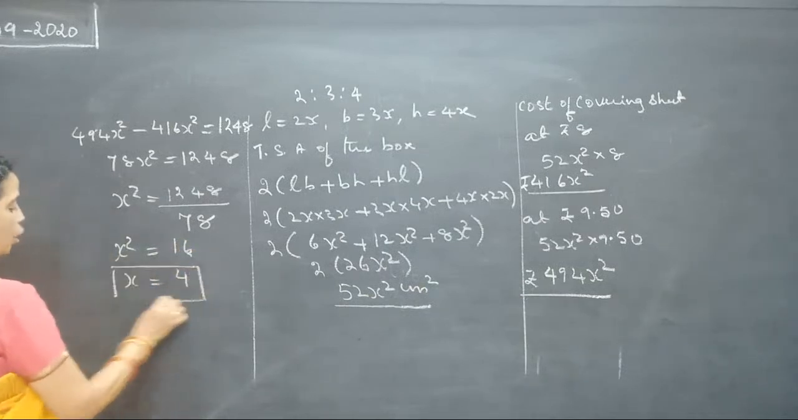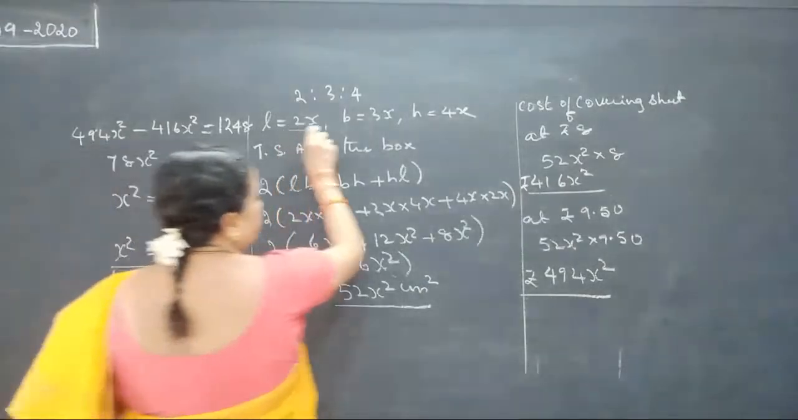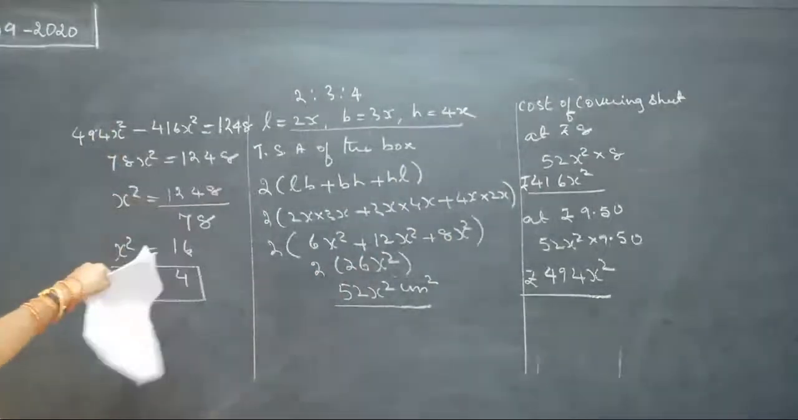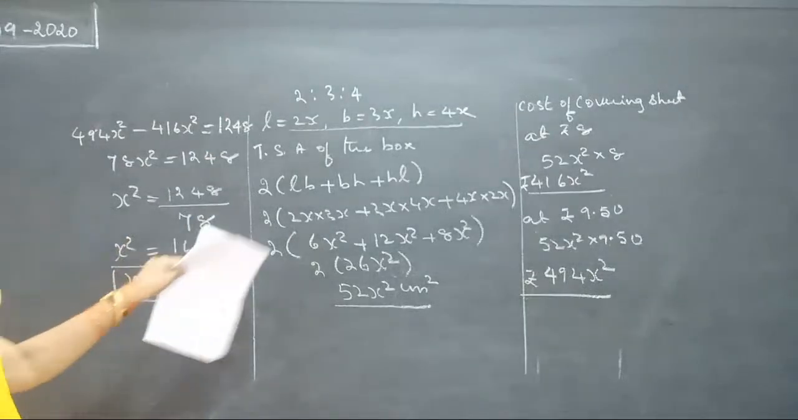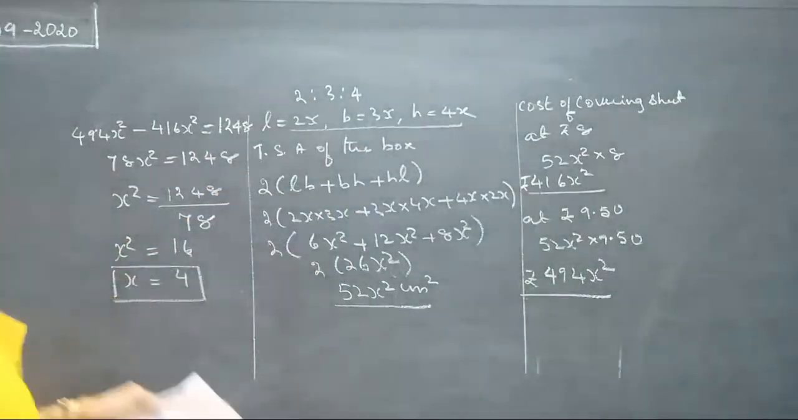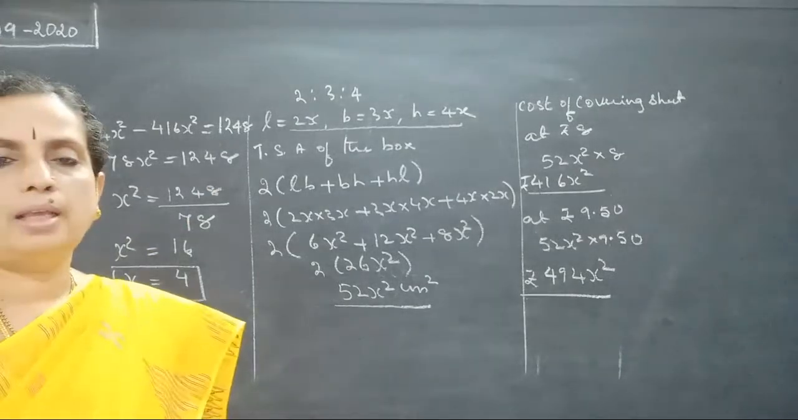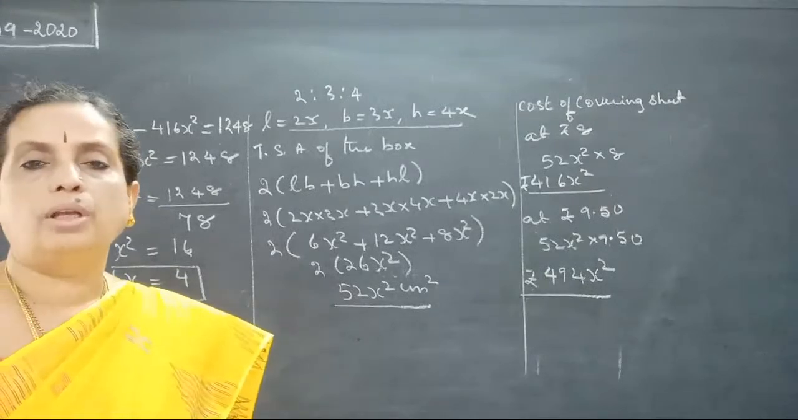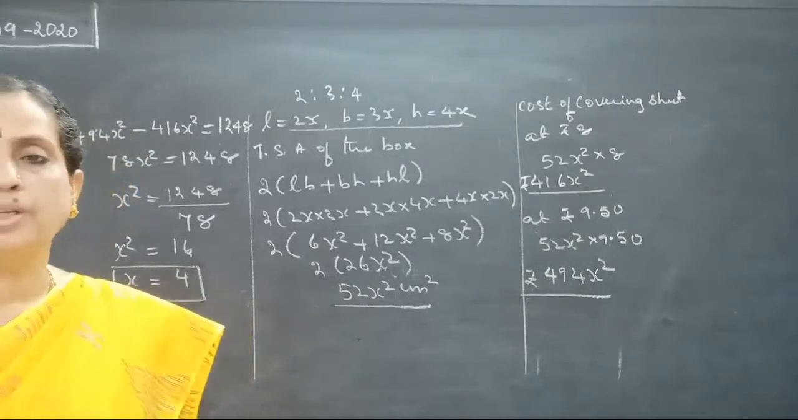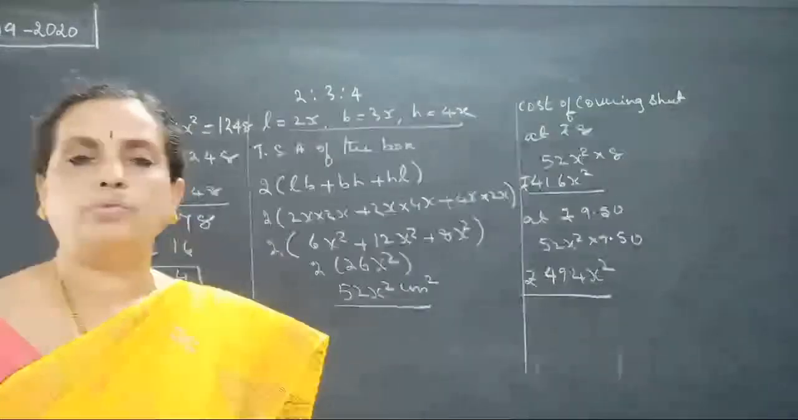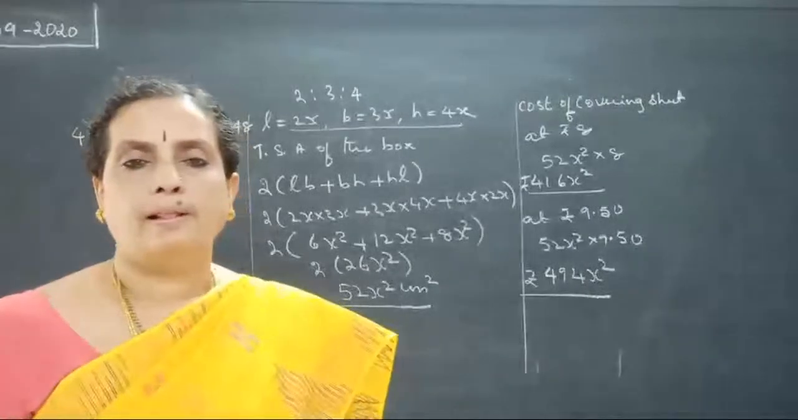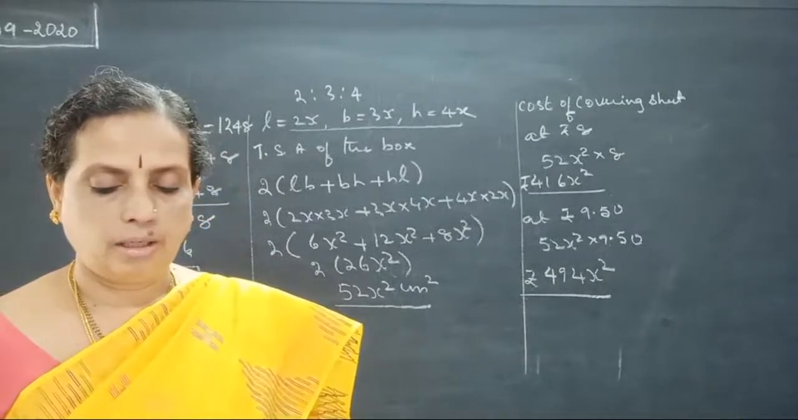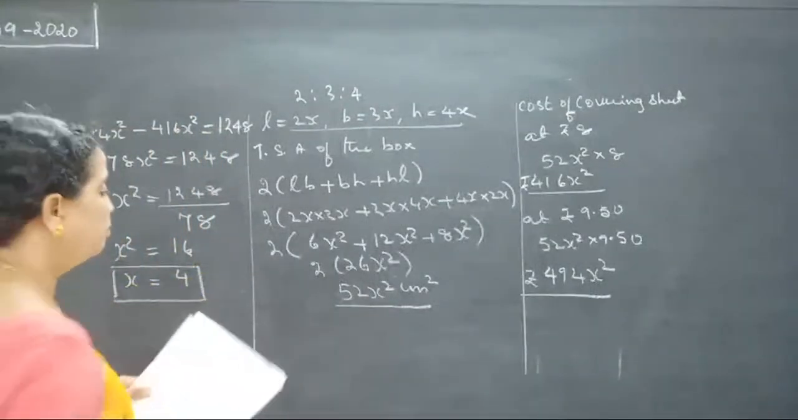So getting x the constant value, can you find out the dimensions? The length will be 2 into 4, breadth will be 3 into 4, and height will be 4 into 4. So getting x a constant value, now find out the dimension values L, B, H, which are in the ratio 2 is to 3 is to 4. Yes, 8, 12 and 16 meter respectively. This is meter.